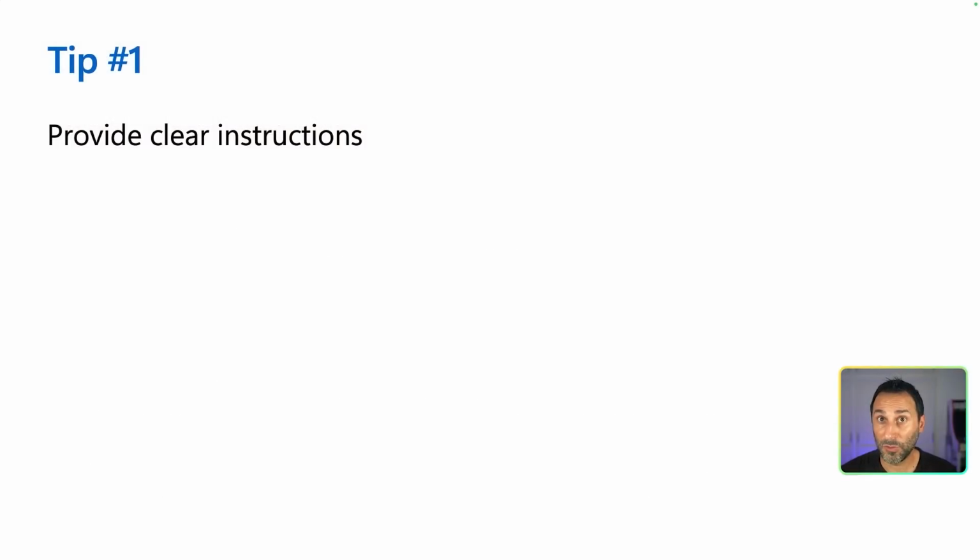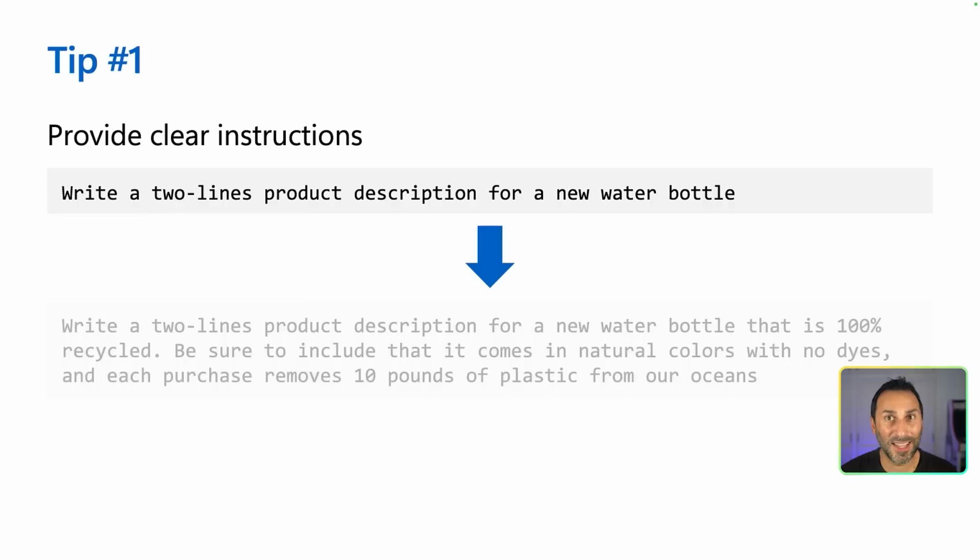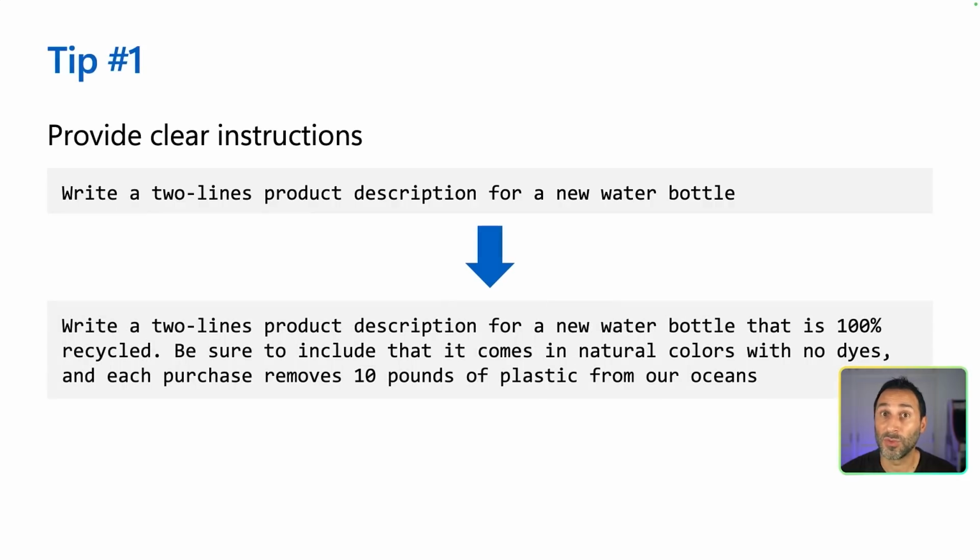The most important one is to always be as clear as possible when writing your prompts. For example, if you want to get a short product description, add as much detail as you can regarding what you want it to say, like saying here that the bottle is 100% recycled and that it comes with no dyes. The more precise your instructions are, the more accurate is the result.